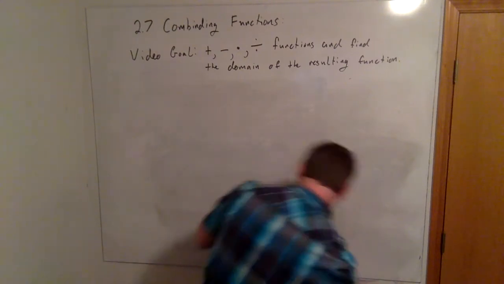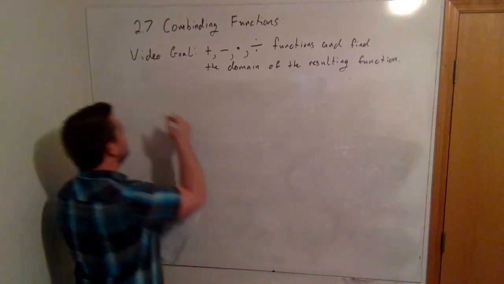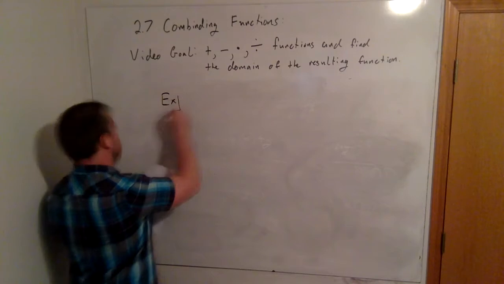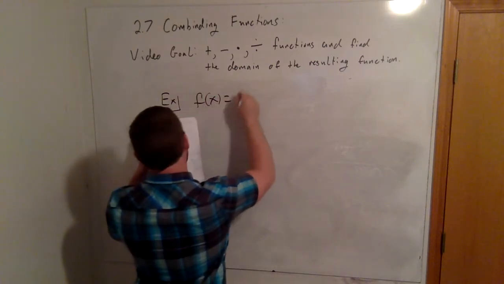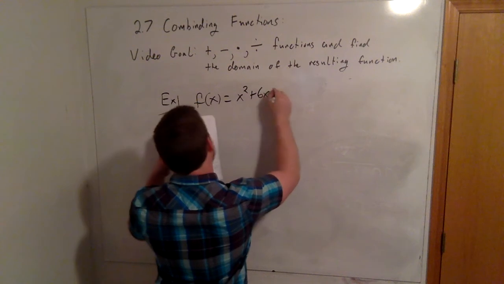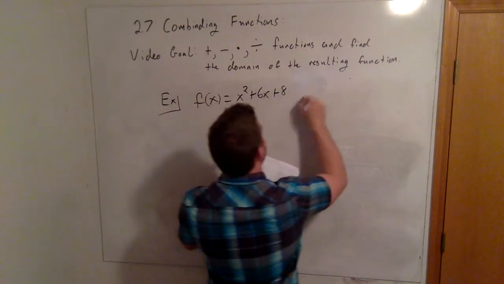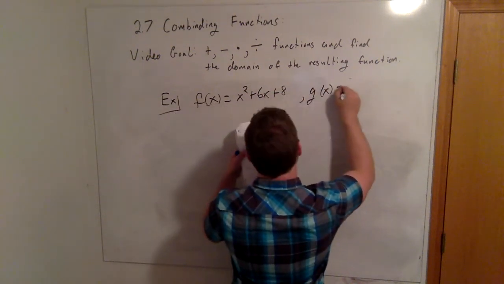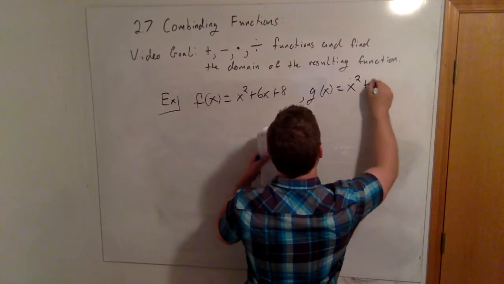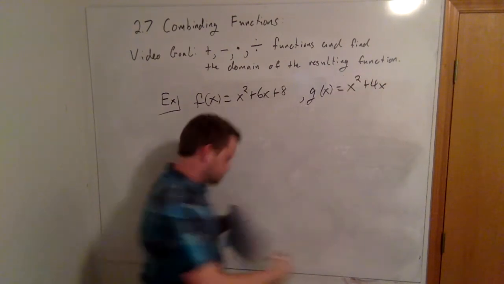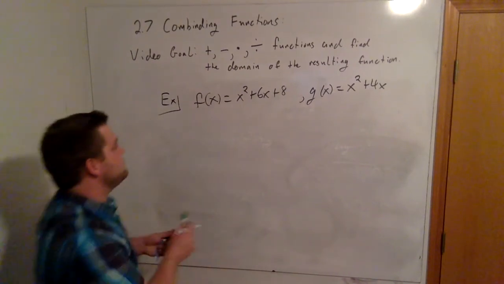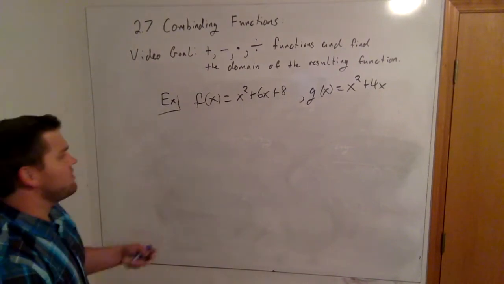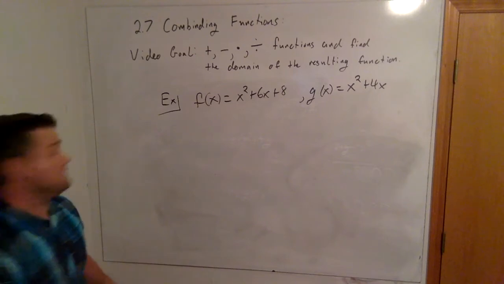Okay, so for our first example, we'll start kind of simple. Let's say we have the function f of x is x squared plus 6x plus 8. And let's say that g of x is equal to x squared plus 4x. Okay. Now let's combine these in a couple different ways. I guess before we start combining them, let's ask what the domain of these functions are.